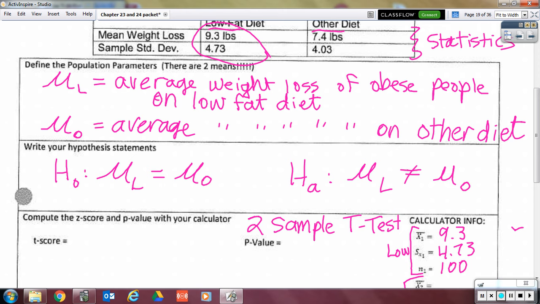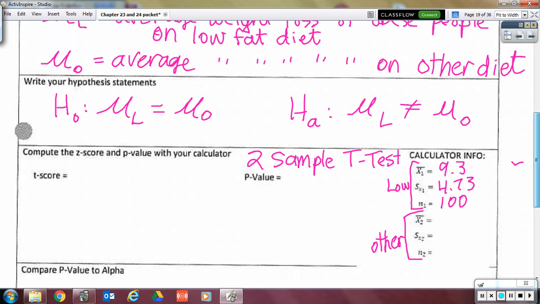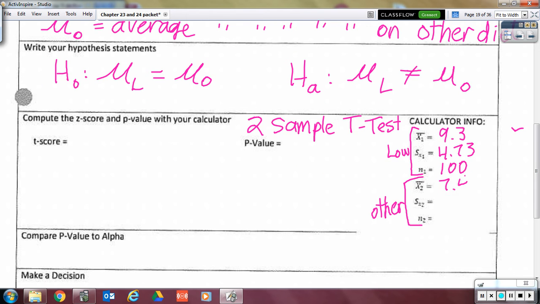And then the other diet, 7.4 is the mean. 4.03 is the standard deviation, and it also told me up in the paragraph that the sample size is 100. So I want you to type those things into your calculator right now.